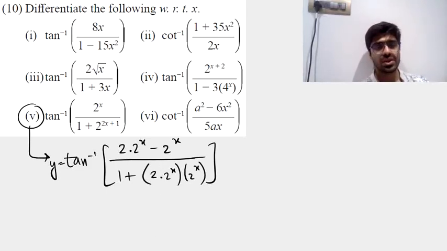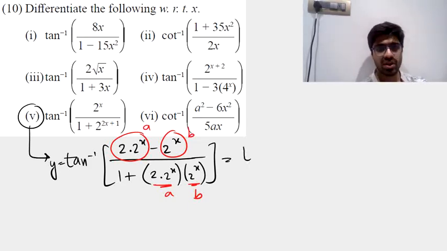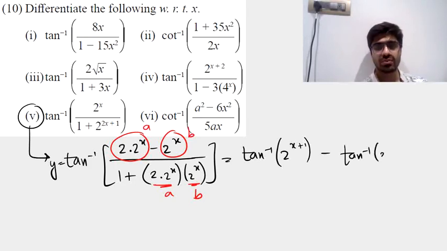And now think of this term as a, b, a, b. So we have tan inverse of a minus b upon 1 plus ab. That makes it tan inverse of 2 into 2 power x. That's like 2 power 1 into 2 power x, so 2 power x plus 1, minus tan inverse of 2 power x.